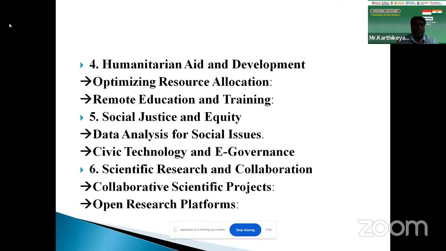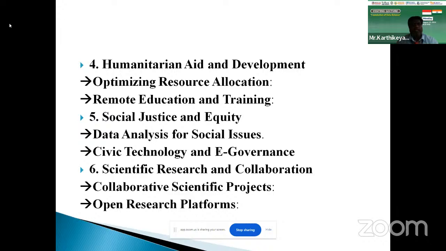And next one, humanitarian aid and development. Actually the topic covers optimizing resource allocation and remote education and training. Optimizing resource allocation is nothing but managing and allocating resources effectively in humanitarian efforts. Systems like the Humanitarian OpenStreetMap Team utilize distributed data collection and mapping to enhance logistics and aid delivery. And next one, remote education and training.